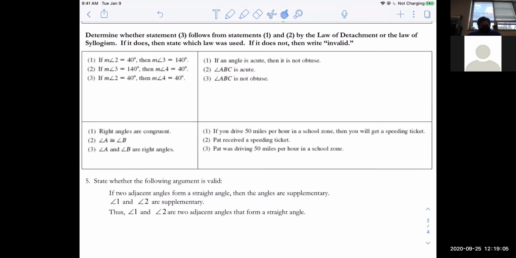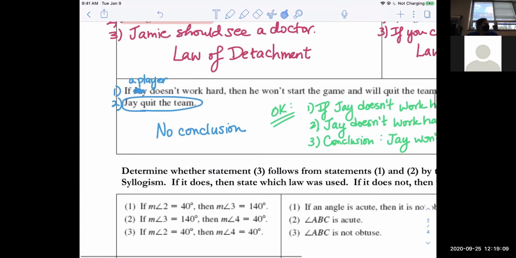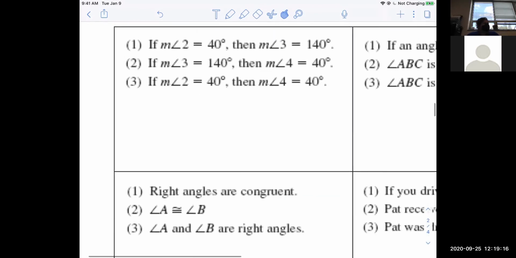So these are a little bit different than the ones up here because up here it said to write no conclusion because it gave you 2 statements and you either can or cannot make a conclusion. These are complete arguments. So the question is, is it a valid argument or is it an invalid argument? Okay.